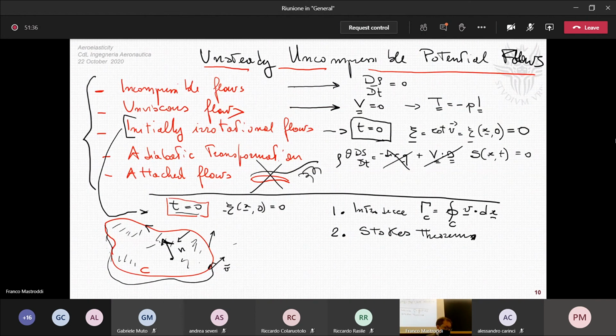The Stokes theorem states that this circulation of the velocity is identically equal to the flux on the surface S. This is the surface S, having that circulation curve as contour, of the rotor of V, in other words, the vorticity zeta dot n dS. Okay, so this is the Stokes theorem.